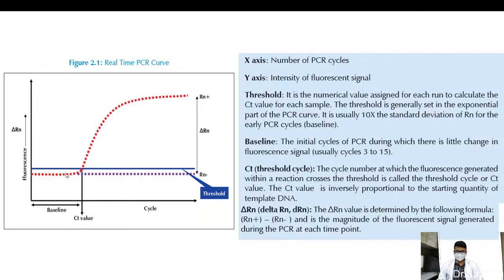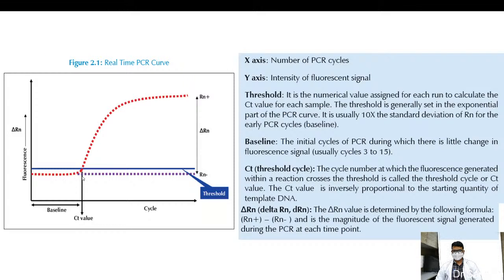This CT value is inversely proportional to the quantity of template DNA. The meaning is, this is the signal you can see before the actual amplification gets started. Then at a single cycle, the fluorescence generated shoots up and crosses the threshold value. This is called the CT value. CT value is a cycle number.